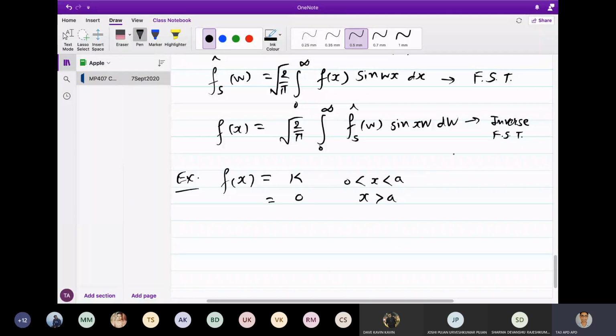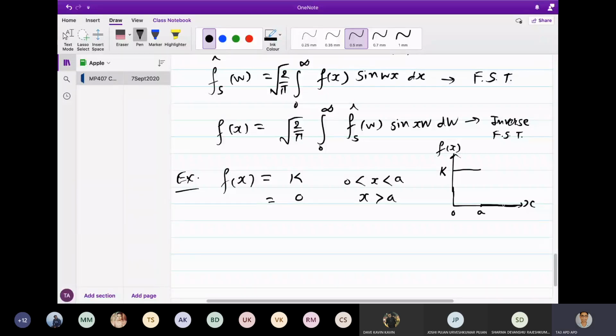If I just draw it graphically, then from 0 to a, the function is going to be equal to some constant k, where k is a positive constant, and above a the whole function is going to be equal to 0.